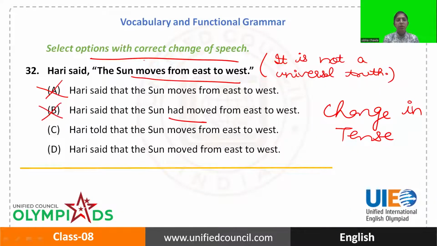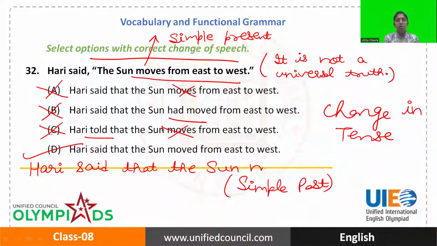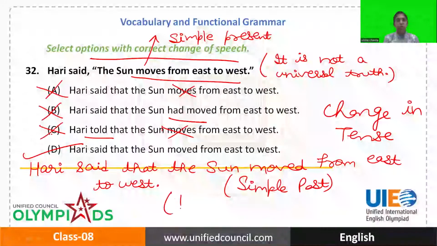Had moved is incorrect. This is simple present tense, with changes to simple past. Told is also incorrect. Said to, it's not that it's said to, so it should be said. Anyway, it's moved, no change in tense, so that's why it is also incorrect. Option D is correct. It should be Hari says that the sun moved from east to west. Okay, so it is option D, which is the correct answer here.